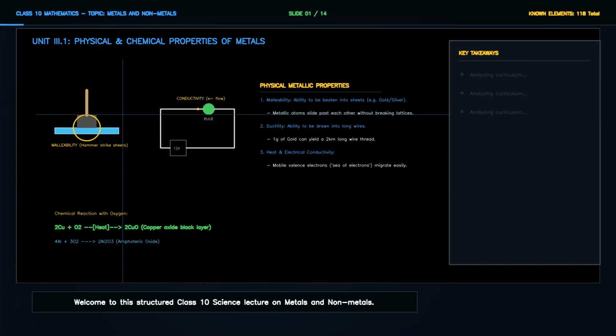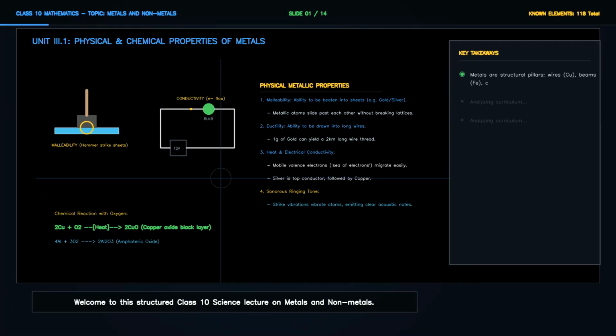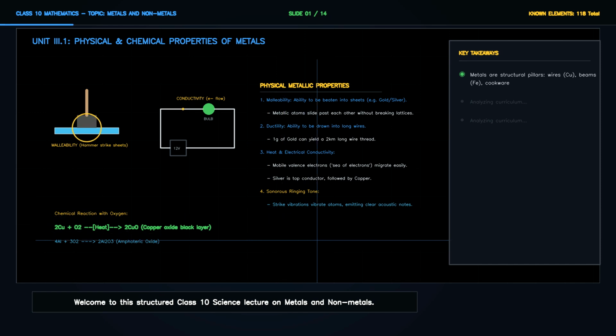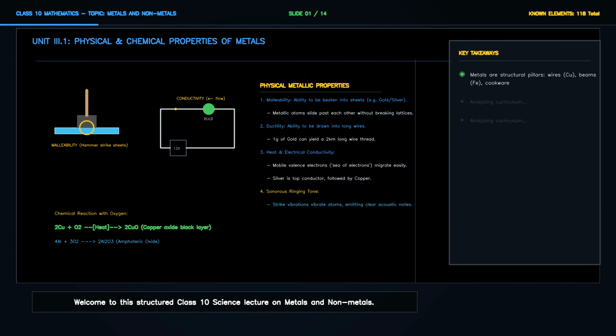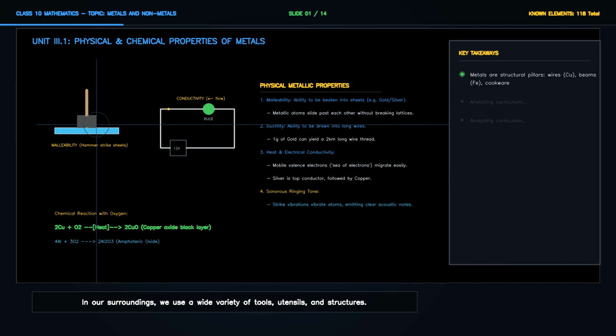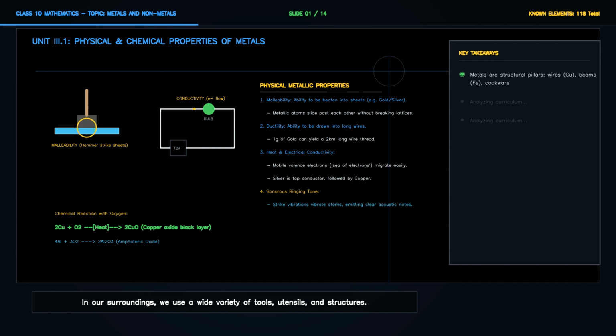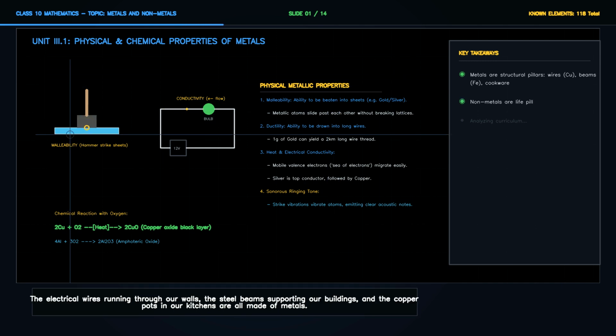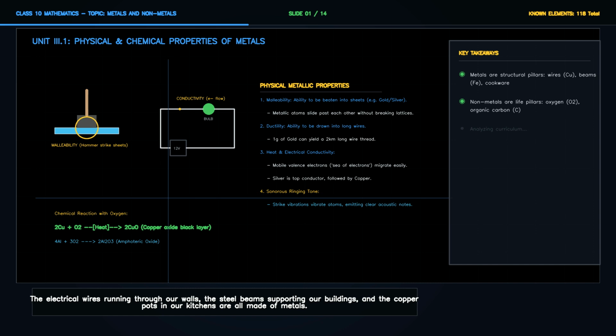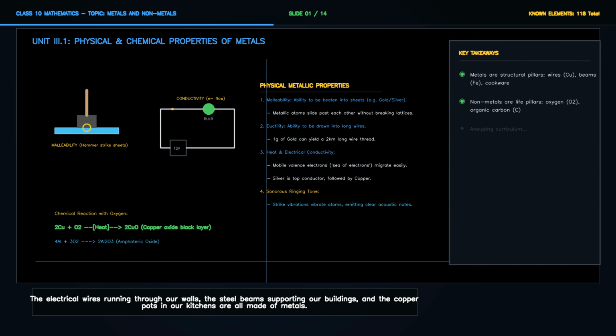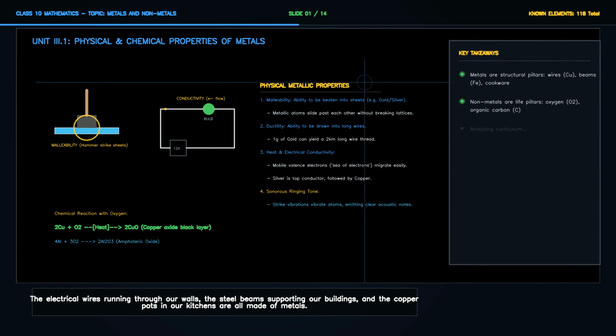Welcome to this structured Class 10 science lecture on metals and nonmetals. In our surroundings, we use a wide variety of tools, utensils, and structures. The electrical wires running through our walls, the steel beams supporting our buildings, and the copper pots in our kitchens are all made of metals. Conversely, the oxygen we breathe, the carbon in our pencils, and the sulfur in matches are nonmetals.